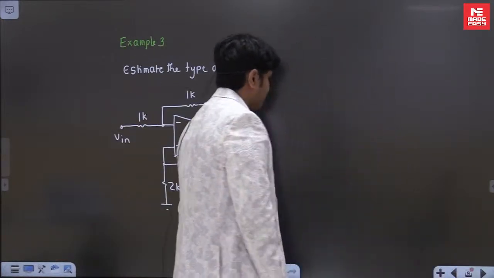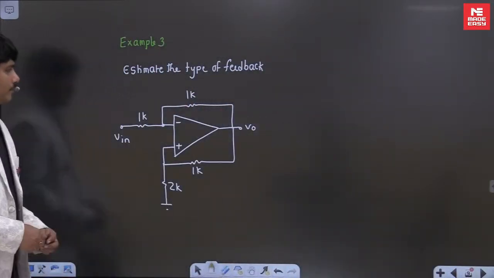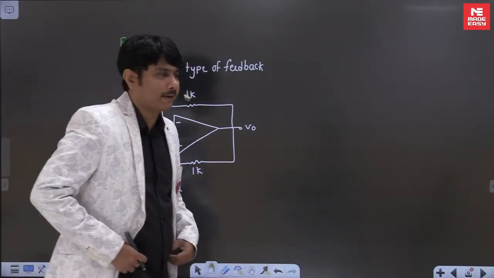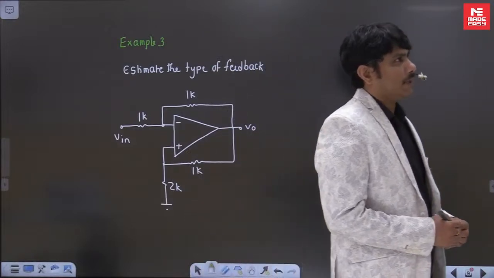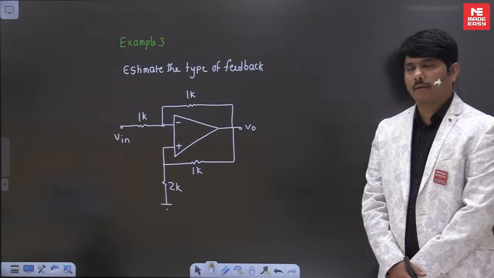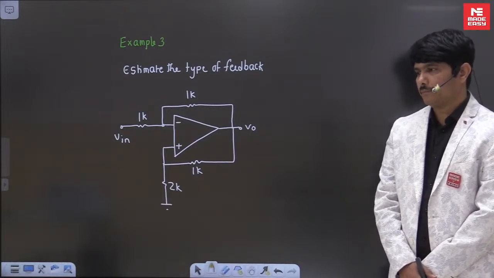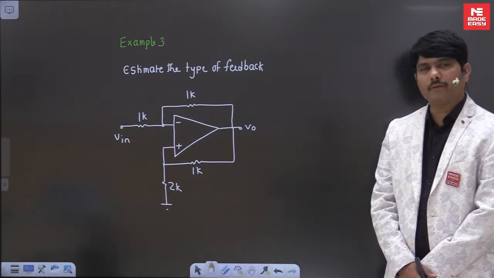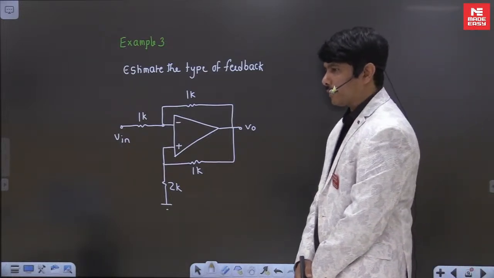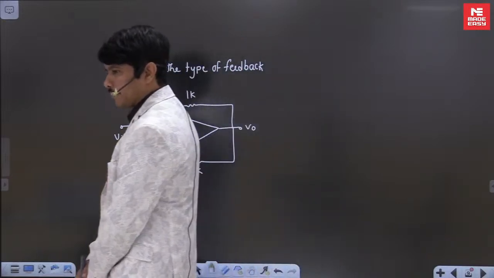Example number 3. Can you see this circuit? Okay. 30 seconds for you again. Can you find out what type of feedback it is? Try to think what type of feedback this circuit has. Just 30 seconds. Take some rough paper, keep it in front of you, do a rough analysis and finish off. Don't take more than 30 seconds. I've given a beautiful trick for it.